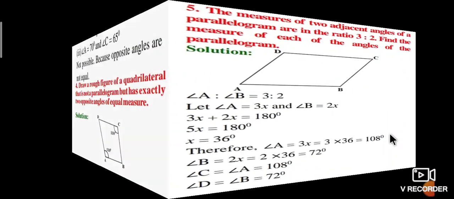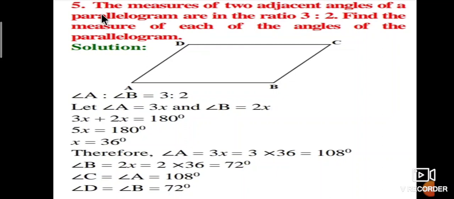The next one is the fifth question. The measure of two adjacent angles of a parallelogram are in the ratio 3:2. Find the measure of each of the angles of the parallelogram. Observe here, ABCD is a parallelogram. The measure of two adjacent angles of a parallelogram are in the ratio 3:2. Find the measure of each of the angles of the parallelogram.